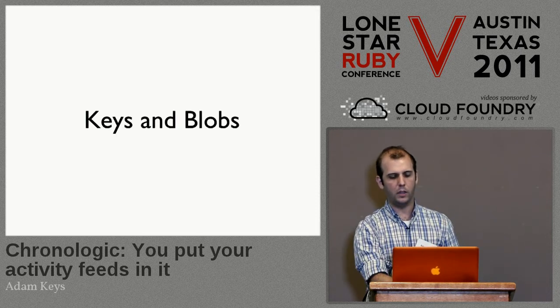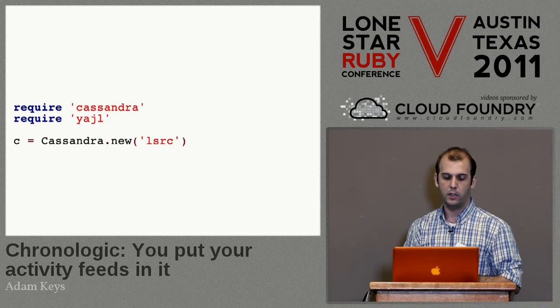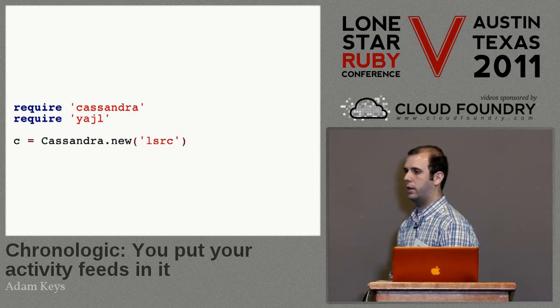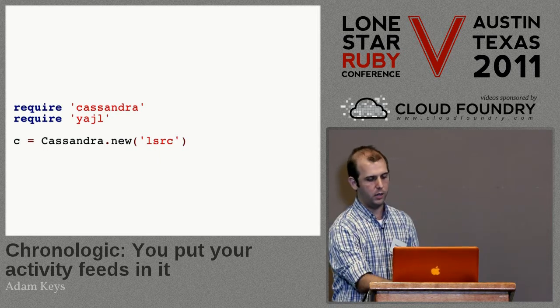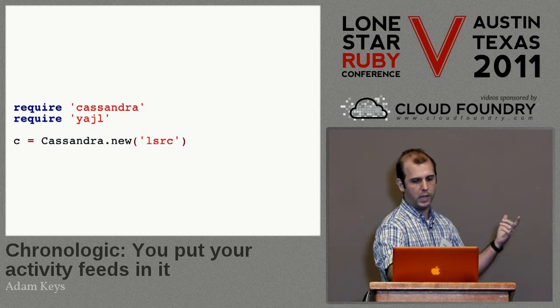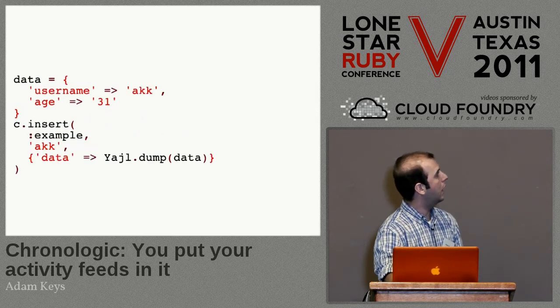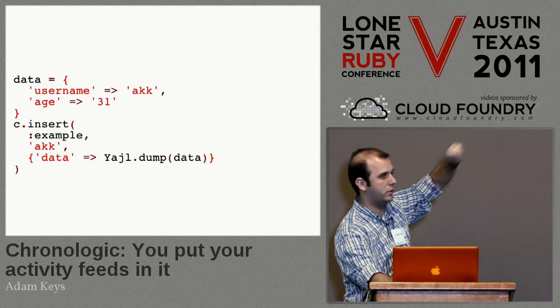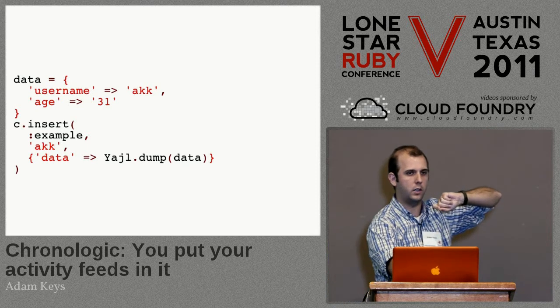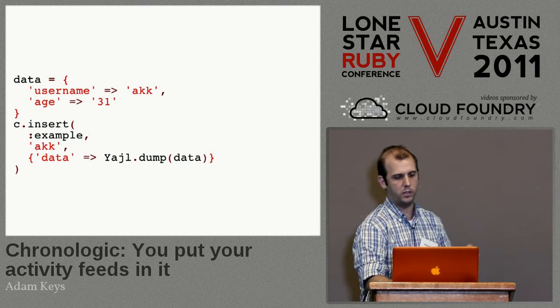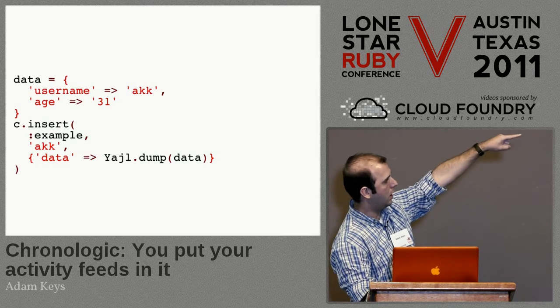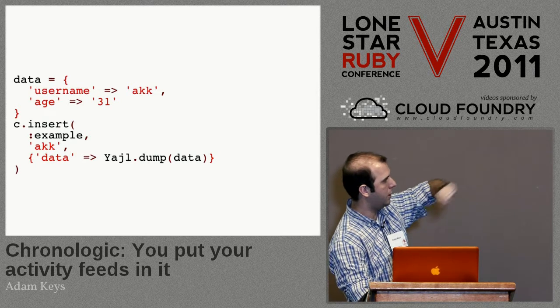Keys and blobs, like Memcache. So now I'm going to switch over to using the Ruby Cassandra driver. I'm going to create a new connection, and I'm going to use an LSRC keyspace. I've got this hash of data that I want to store into a column in Cassandra, so I'm going to insert it into the example column family.